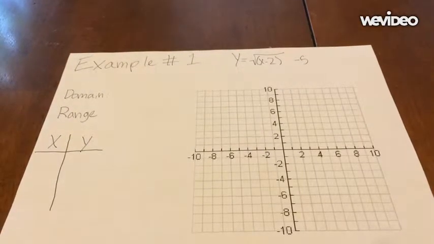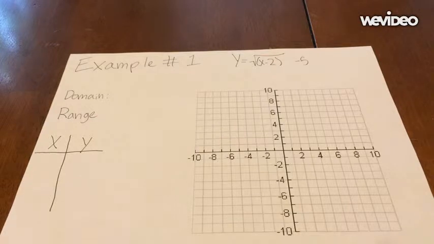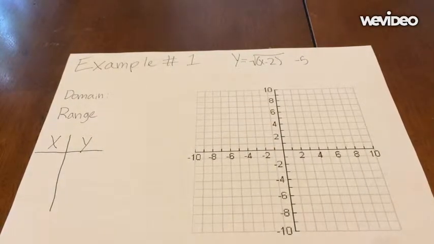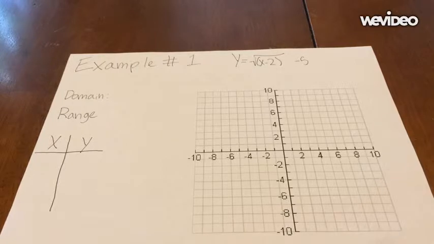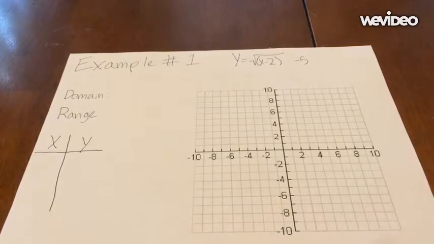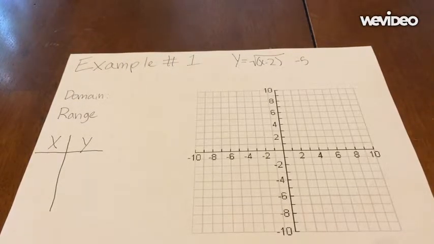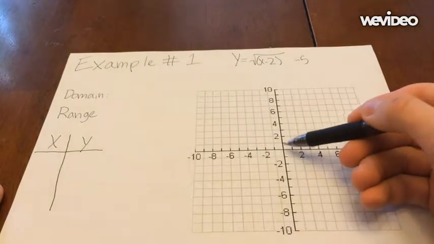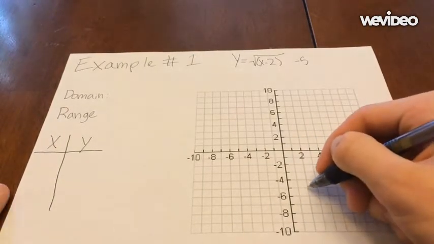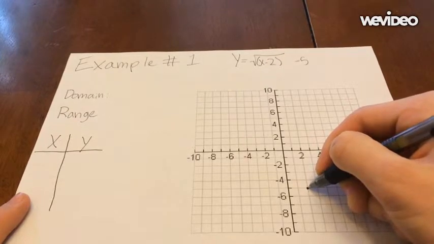All right, guys, so here we have our first example. The equation for the first example is y is equal to the square root of x minus 2, and then minus 5. So we're going to start off by finding out what our starting point is going to be. Remember, we have an a of 1 and our h is 2, so it's going to be moved over 2 to the right, and then our k is negative 5, so it's going to be going down 5. So we're going to go right here, over 2, and then down 5. This is going to be our starting point right here.